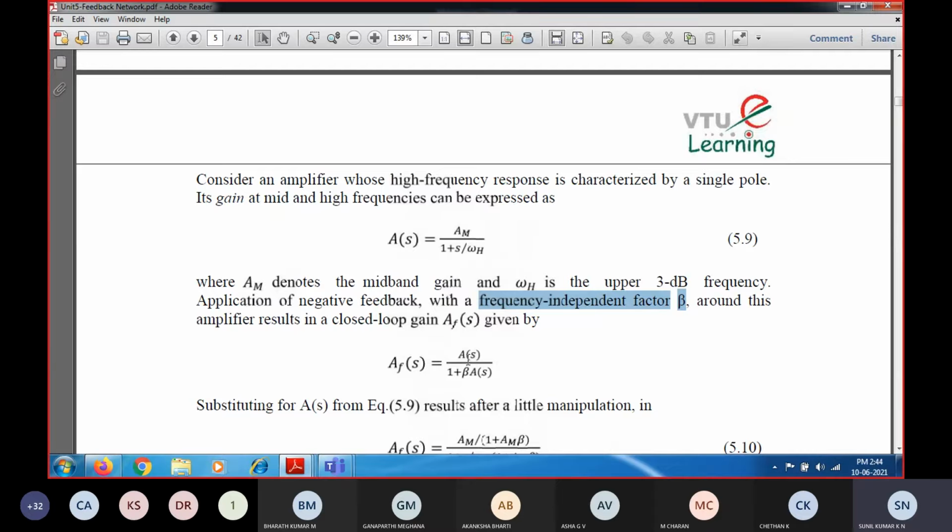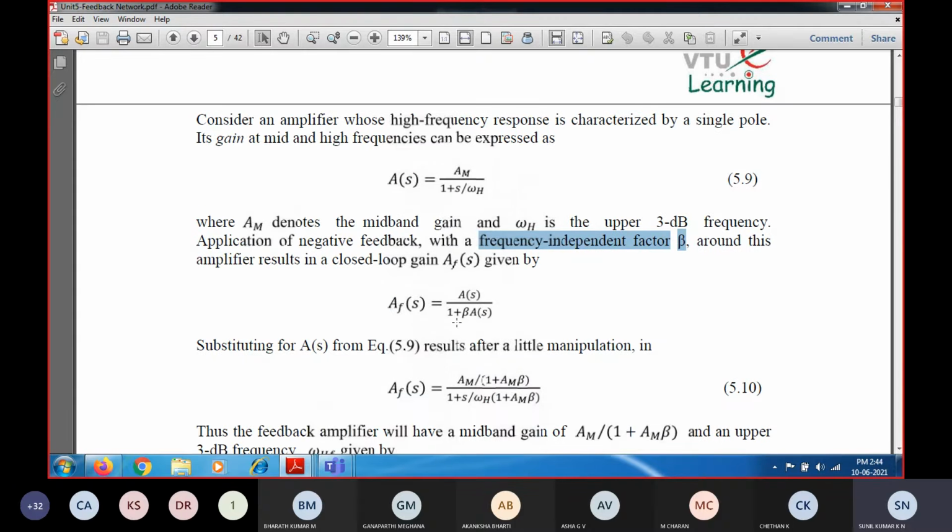A of S in the numerator and A of S in the denominator. So now, just substitute what A of S is over here. A of S is given by what?